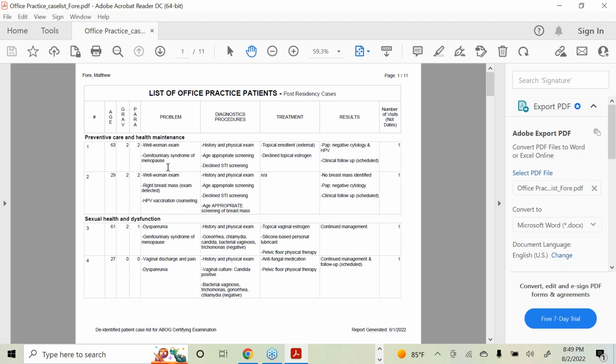And so at that point, I had confirmed the diagnosis of genitourinary syndrome of menopause. She had declined any STI screening, so I did not have any concerns for any chronic cervicitis or anything like that. And so we had discussed treatment options for her.